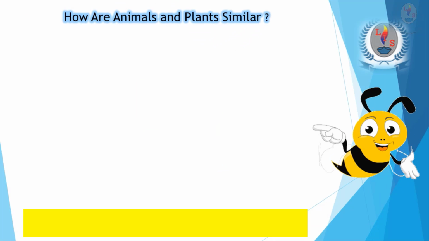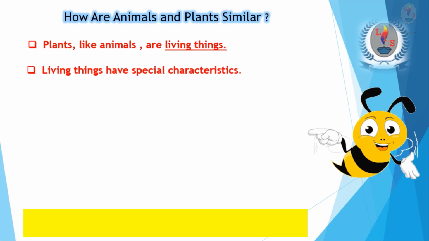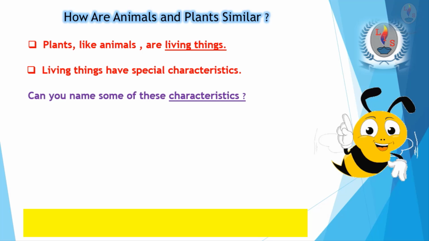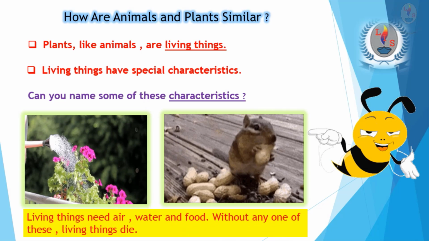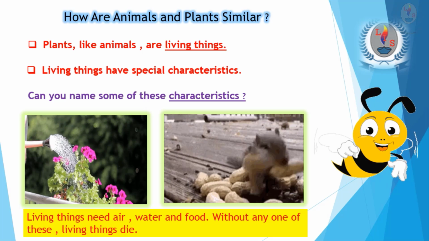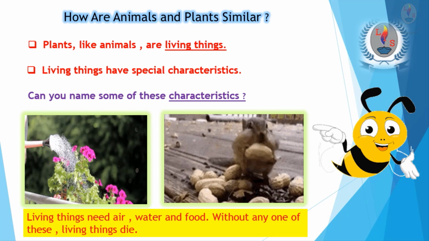How are animals and plants similar? Children, let's see how animals and plants are similar. Plants, like animals, are living things. Both plants and animals are living things. Living things have special characteristics. Children, can you name some of these characteristics? Living things need air, water and food. Without any one of these, living things die.